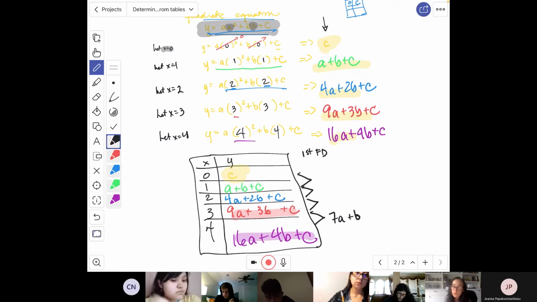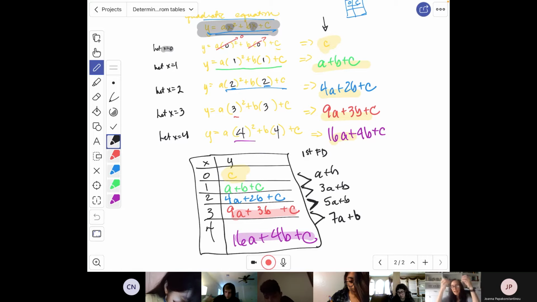Now, we know this is quadratic, so I know that the next difference is not going to be 7A plus B. So tell me, what is the next difference? 5A plus B. And keep going. And then it's 3A plus B. And then? A plus B. Very good.